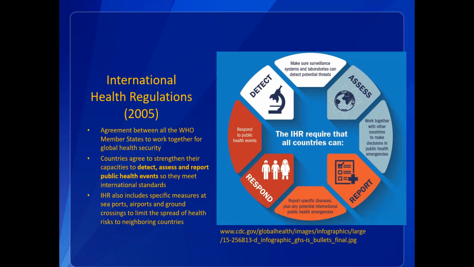In terms of what these International Health Regulations are, there is agreement between all the WHO member states to work together for global health security. Countries agree to strengthen their capacities to detect, assess, and report public health events so that they meet international standards.